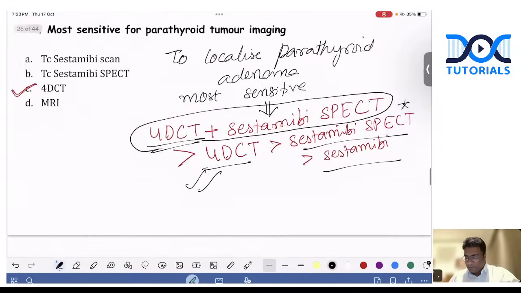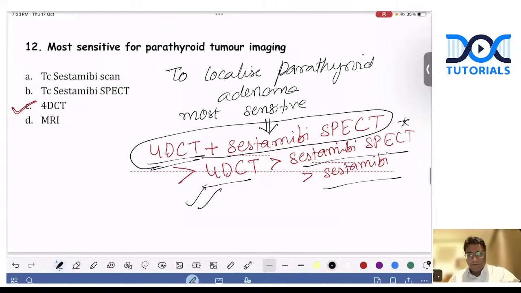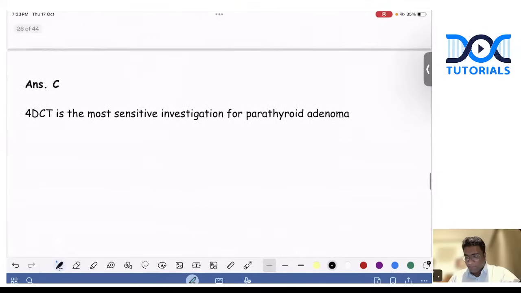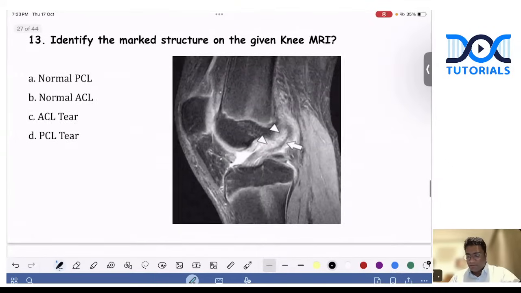It is 4D-CT, four dimensional computerized tomography. It is not DCT. Like we have 3D and 2D, with 4D you will also look at the time factor, the enhancement of the parathyroid adenoma. You take axial, sagittal, coronal imaging, and you also see the enhancement with time. That is the fourth dimension that you are seeing. That is 4D-CT.